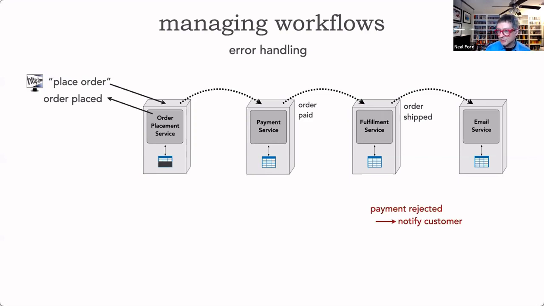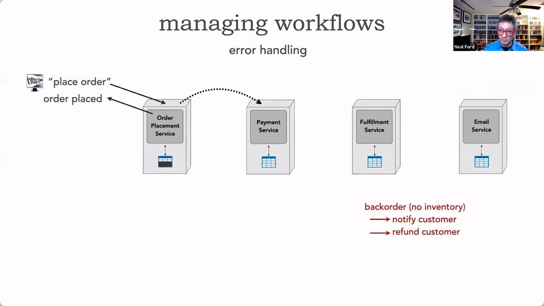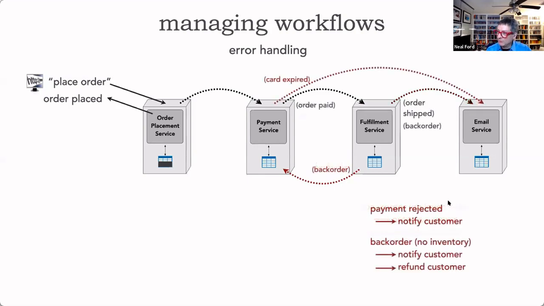What about payment rejected? Well, if the card is expired, now payment has to tell the email service to send them a notice about that. And it also has to update order placement if the order has already been updated in order placement. What about the back order? Well, now I'm further along in my workflow. So now back order has to go back and say, okay, refund it and email them to tell them that I don't have what they wanted.